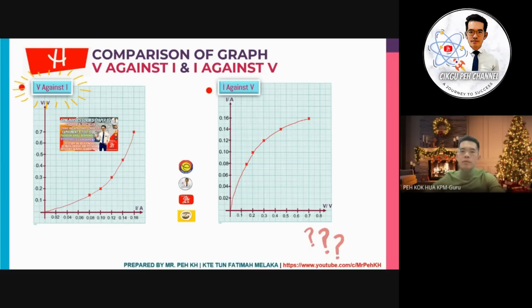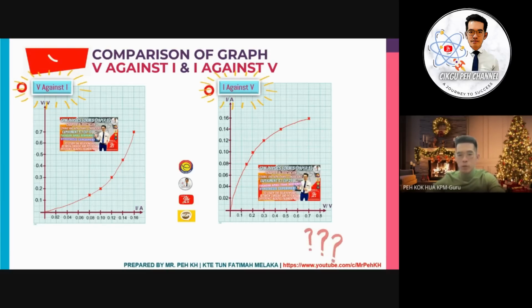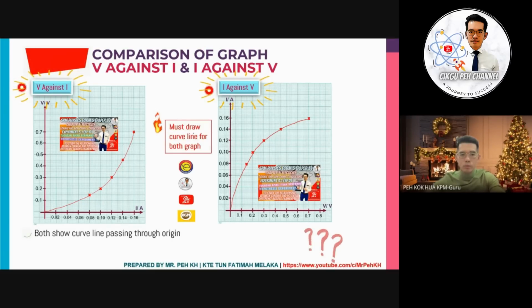Then now will be the graph of I against V. So you will be referring to this video. These will be the two graphs. Here I want to emphasize that for both graphs you need to draw a curved line, not a straight line. It is actually a curved line passing through the origin. So you can see the similarity: both show a curved line passing through the origin, right?